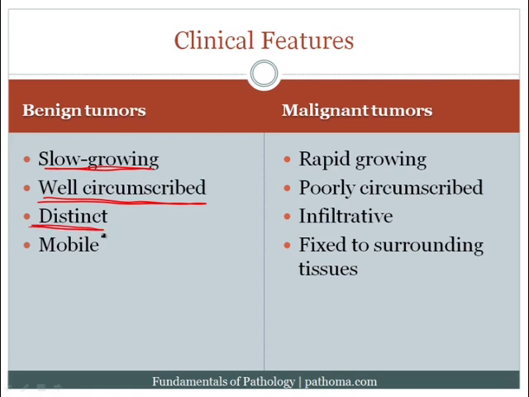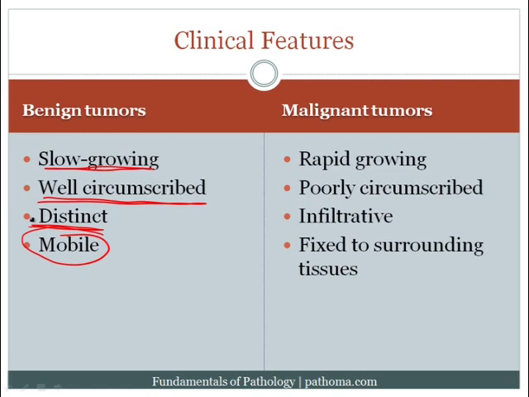And finally, it's mobile. And what does mobile mean? It means that if you take the mass and try to move it around, for example, if it was a breast mass, it's easy to move the mass around. And what does that tell you? That tells you that the mass is not invading into local tissues, is not attaching itself, for example, to the chest wall in the case of the breast. And so these are some classic clinical features that we would expect in benign tumors.